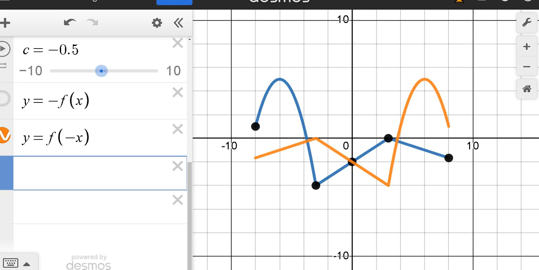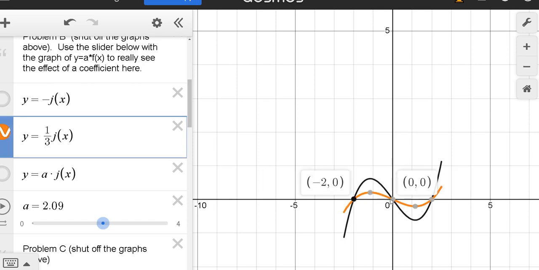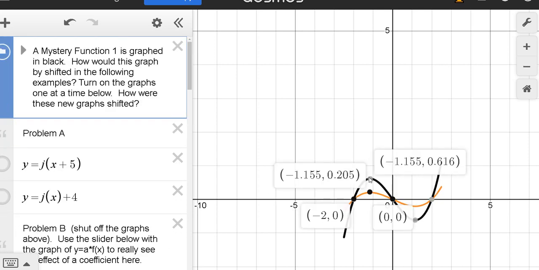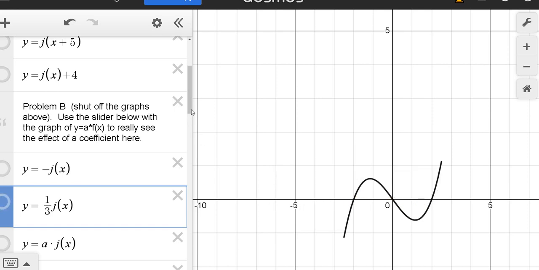Moving down to 1/3 of j of x, let's take a look at that one. So 1/3 of j of x is going to shrink the graph in the y direction. So it's 1/3 as tall as it was. The points where it was 0, it's still 0, but the maximums, this one here is at 0.205. This one should be at 0.615. 0.616, all right, there's a little rounding error going on there, but it's 3 times as tall. This is 1/3 as tall. So it's shrinking things in the y direction. You can see that same effect down here.